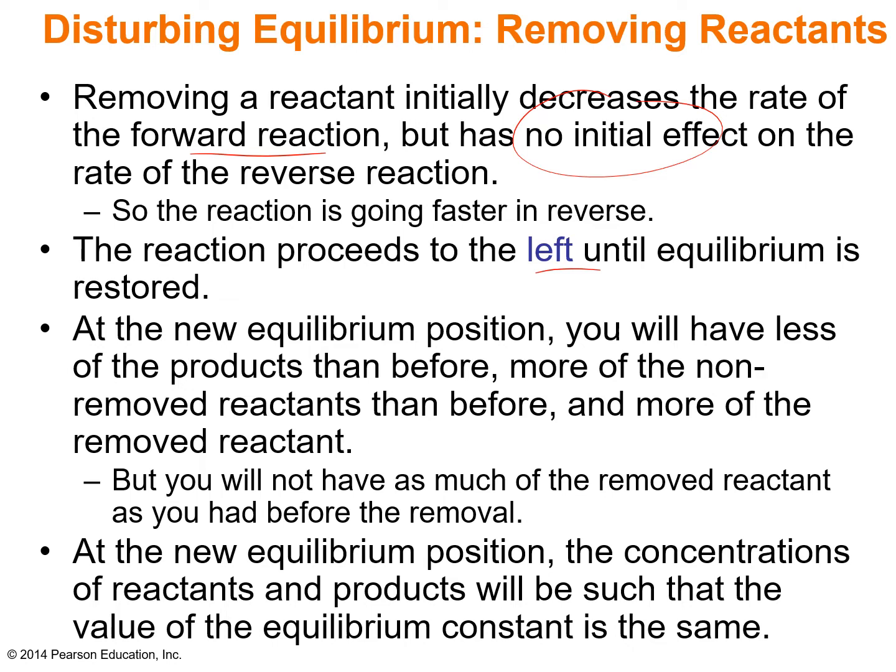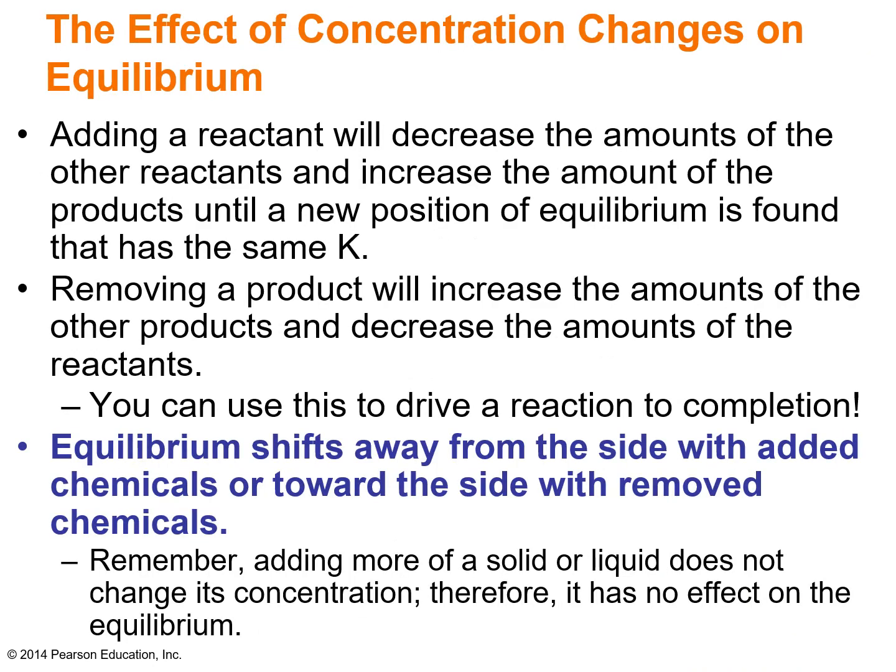At the new equilibrium position, the concentrations of the reactants and products will be such that the value of the equilibrium constant remains the same. So this is pretty much how we are going to diagnose chemical equilibrium within a reaction. It all goes back to that chemical equilibrium constant. Is that the same? If it's the same, we're at equilibrium. If it's not the same, we haven't reached that point yet.